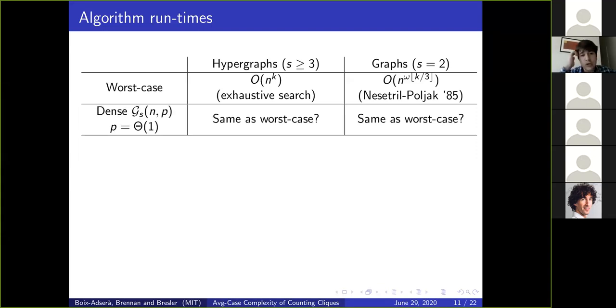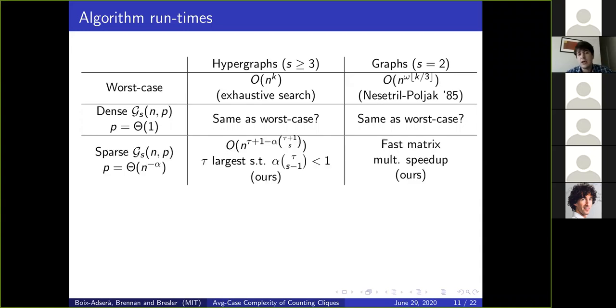So we can ask, what if we take a dense hypergraph? So the edge density is constant. Each edge has a constant probability of being in the graph. Is the complexity the same as the worst case? It doesn't seem like we can do anything better.